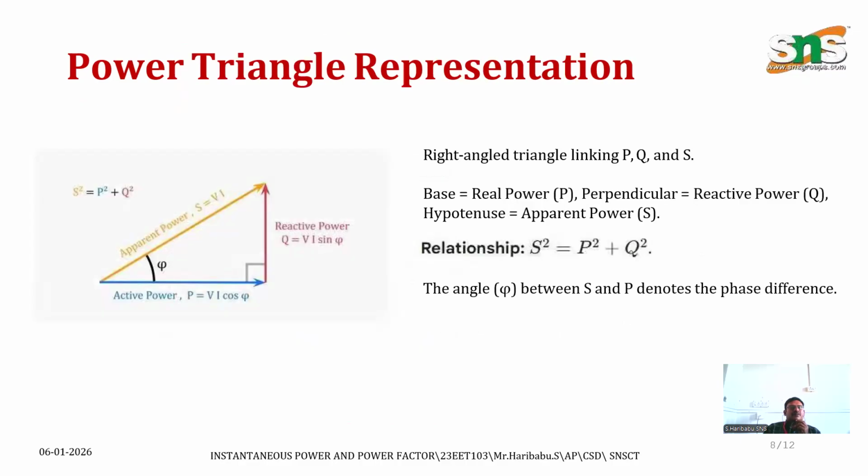Next, the power triangle representation. In this, the right angle triangle PQS has been represented here. So by the Pythagoras theorem, S is equal to root of P square plus Q square. So base is equal to real power, perpendicular is reactive power, and hypotenuse is apparent power. So the relation is S square is equal to P square plus Q square.